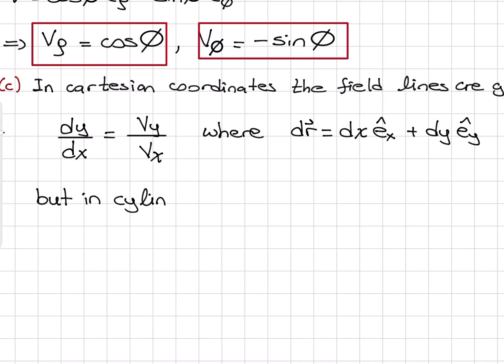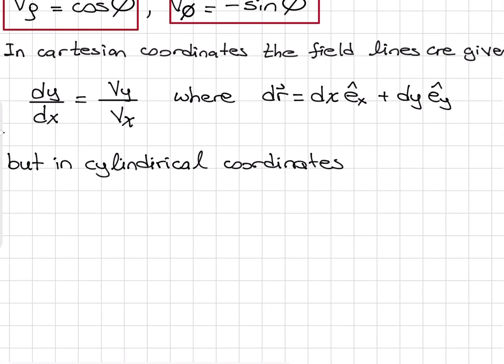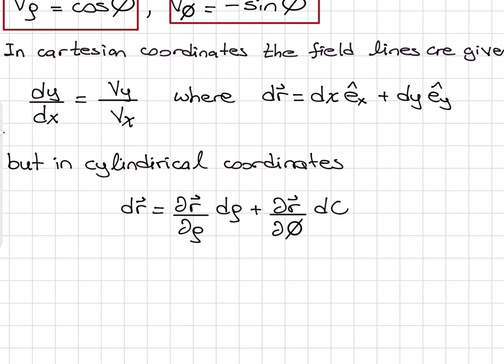Now if we do the same thing in cylindrical coordinates, we're going to have the displacement vector dr is equal to del r del rho d rho plus del r del phi d phi plus del r del z dz.